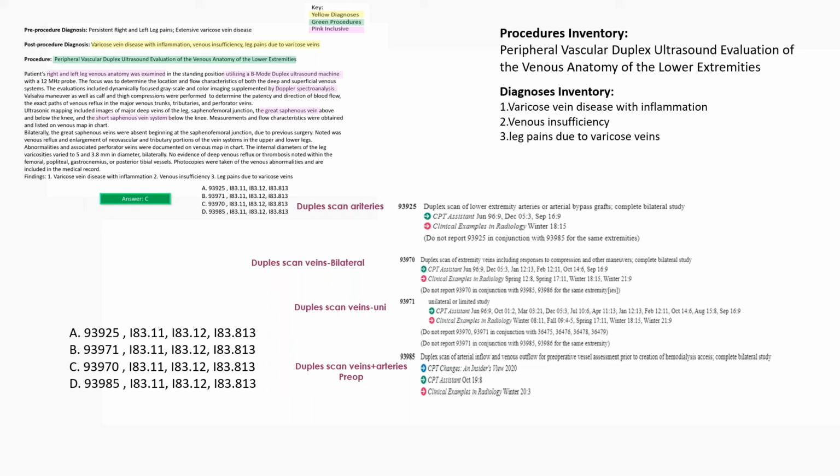So if I had my CPT book, straight away I will look into the procedure inventory and select the codes. Here, the procedure performed is a peripheral duplex ultrasound of venous anatomy of lower extremities. So the keyword is going to be lower extremities. Venous duplex scan was performed. So this is a bilateral procedure. And 93985 is coding for a duplex scan of arterial inflow and venous outflow for preoperative vessel assessment prior to creation of hemodialysis access. It was not a preoperative assessment performed here in our scenario. That's why option D is wrong.